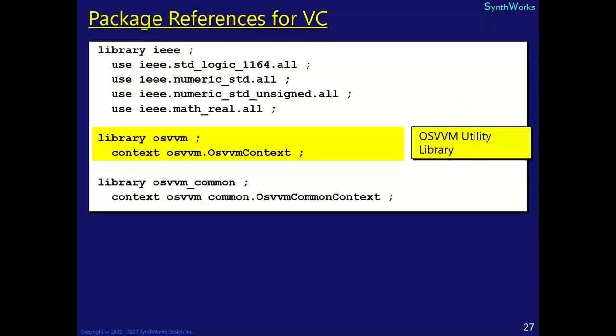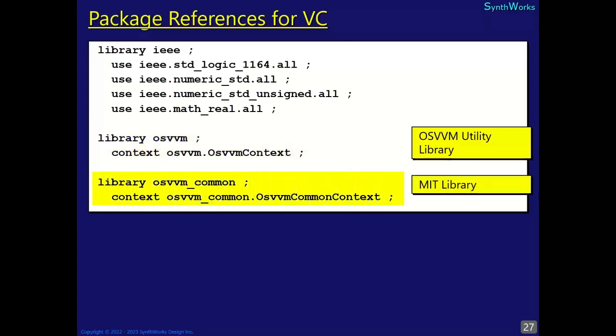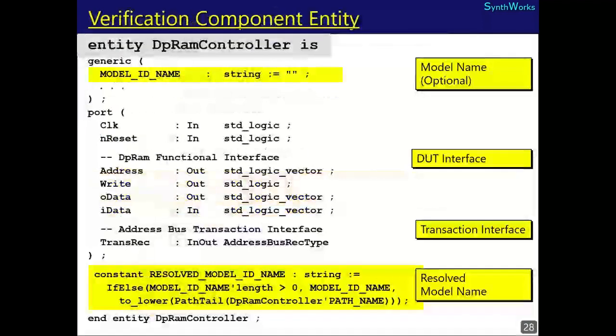Okay, so package references. One thing we need to reference is the OSVVM utility library, which is the one that was historically called OSVVM. And then we need to reference the model independent transaction library, which is OSVVM_common, and its context, OSVVM common context. Okay.